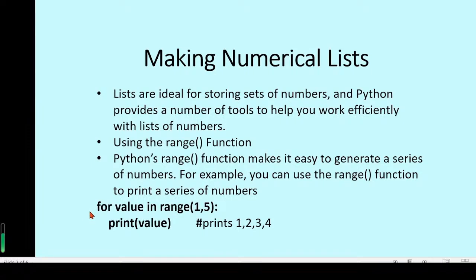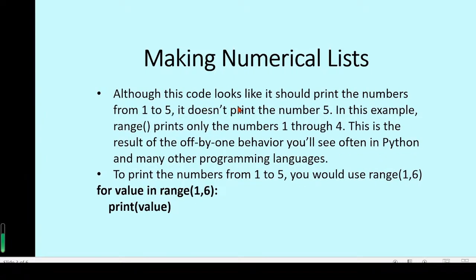You can write a for loop, and for value in range(1, 5), print value. The result will print 1, 2, 3, 4. The range 1 to 5 will produce numbers from 1 to 4. Then each value from 1 to 4 will be printed out. So although this code looks like it should print the numbers from 1 to 5, it doesn't print the number 5. In this example, range prints only the numbers 1 through 4.